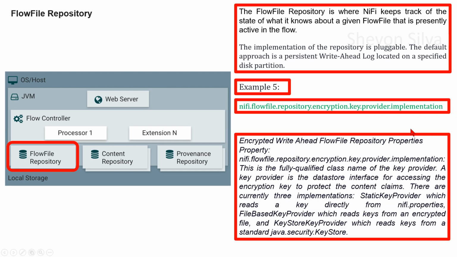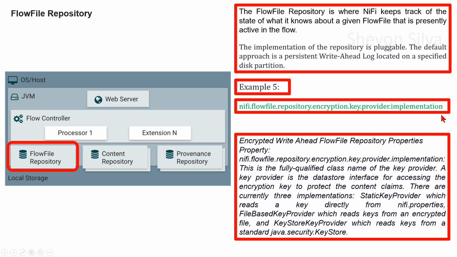Now we are considering encrypted read-write flow file repository properties. The property nifi.flowfile.repository.encryption.key.provider.implementation. This is the fully qualified class name of the key provider. A key provider is a data store interface for accessing encryption keys to protect content claims.